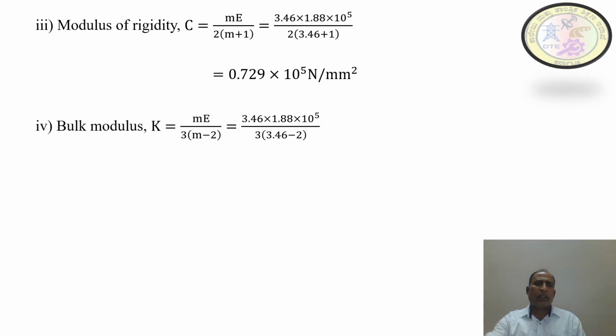Then the last one is elastic constant, the bulk modulus. As we know, the relation between the bulk modulus and the modulus of elasticity is K equal to mE divided by 3 into (m minus 2). So by substituting the values of m and E, we can calculate K equal to 1.485 into 10 raised to 5 Newton per mm square.